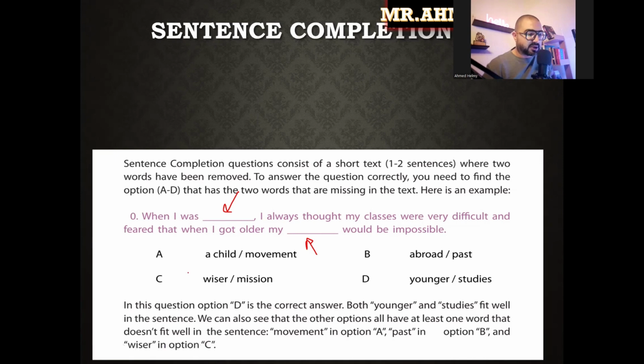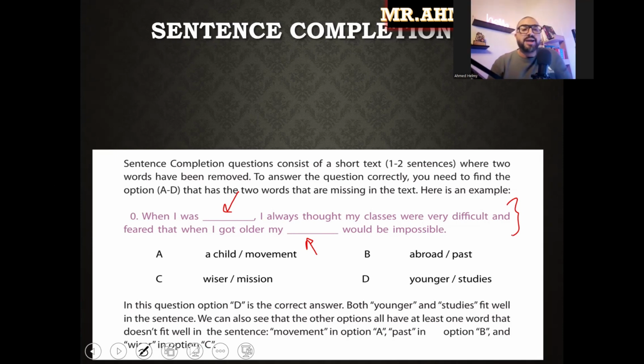So we have here child and movement, wiser and mission, abroad and past, younger and studies. If you solve it like this, it's wrong. You have to read first. You can read it fast just in order to know the main idea. So you can say, when I was something, I always thought my classes were very difficult and feared that when I got older, my something would be impossible. So you are basically given two lines. Sometimes you are given three, and you have to find the correct answer for these spaces.